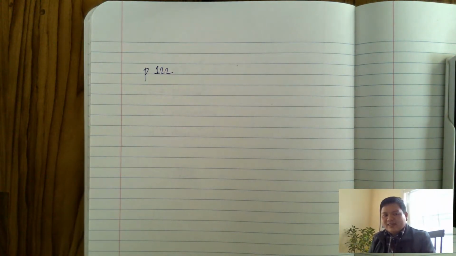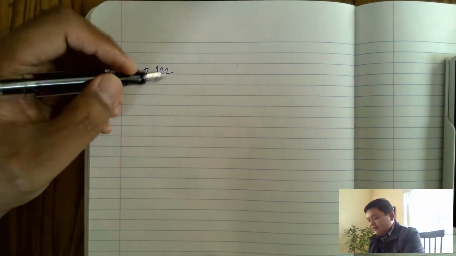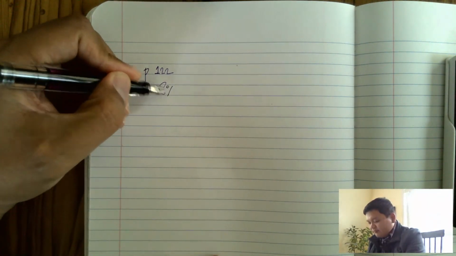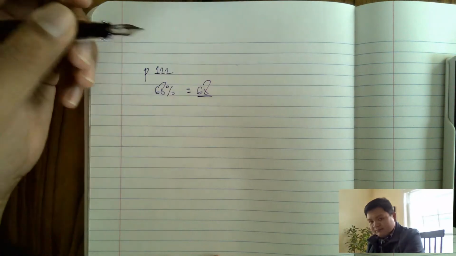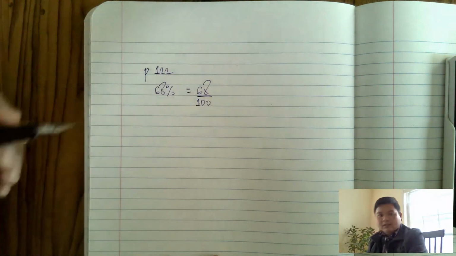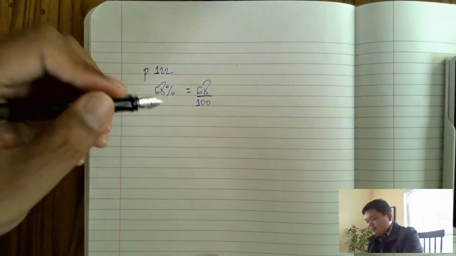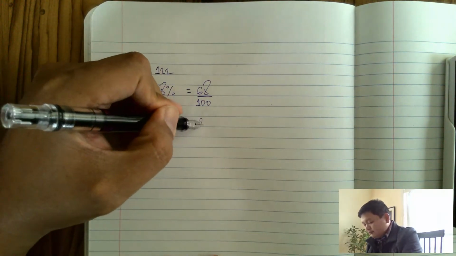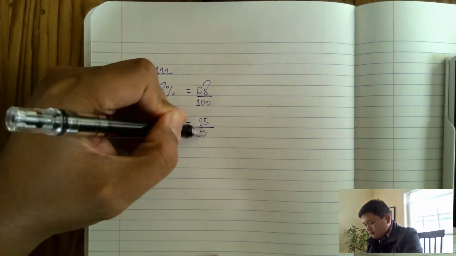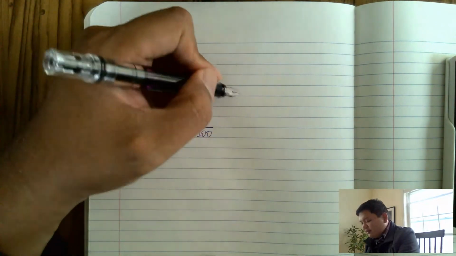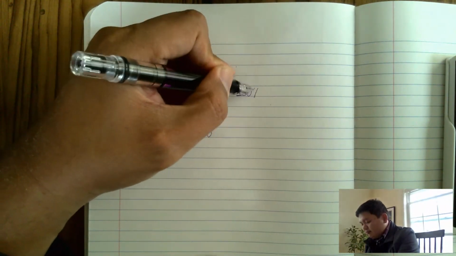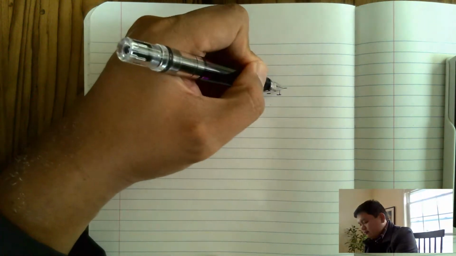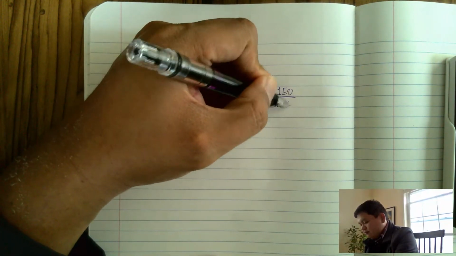Recall that a percent is a fraction whose denominator is 100. So 68% means 68 over 100. 25% means 25 over 100. And 150% means 150 over 100. And so on.